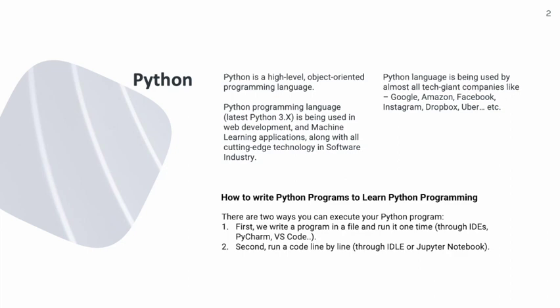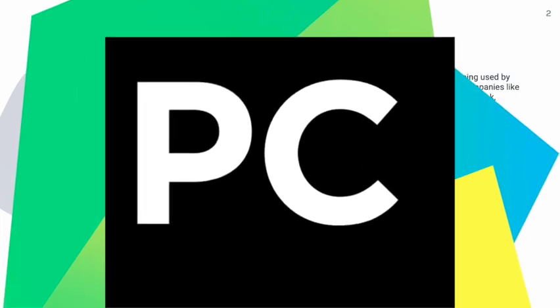Here, how do we code in Python? There are two ways of writing Python programs. One is we write the program in a file and run it at one time, basically how we write Java code as part of your IDEs. Here also we will be writing Python code in IDEs. IDE stands for Integrated Development Environment, and the most familiar IDEs for Python are PyCharm, VS Code, and so on.